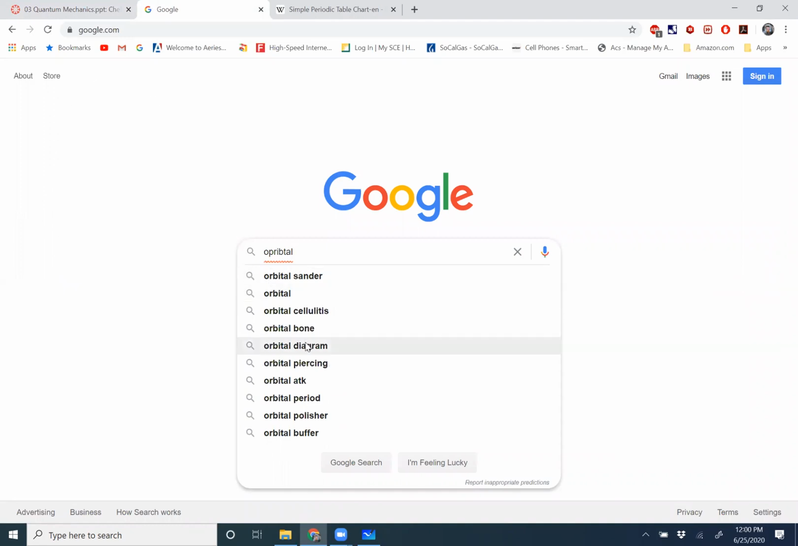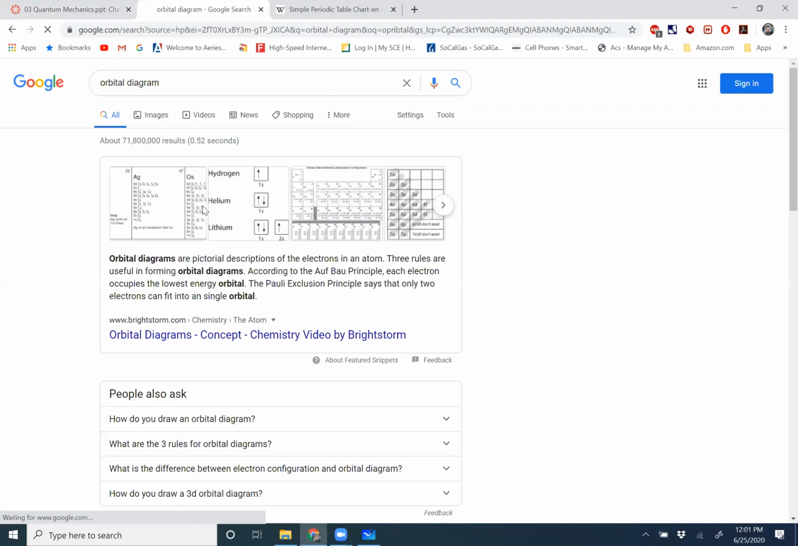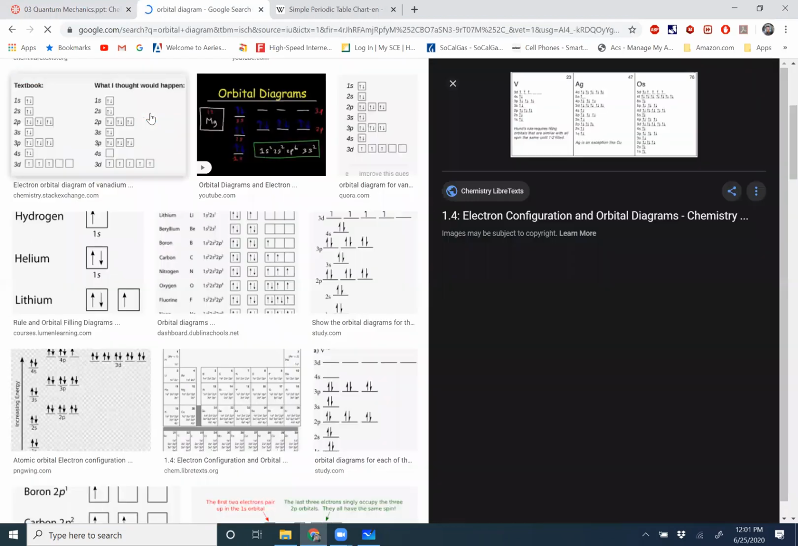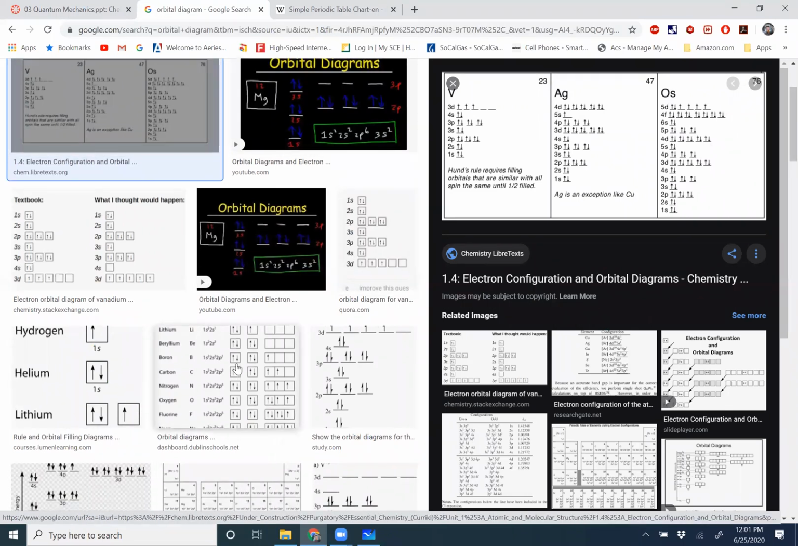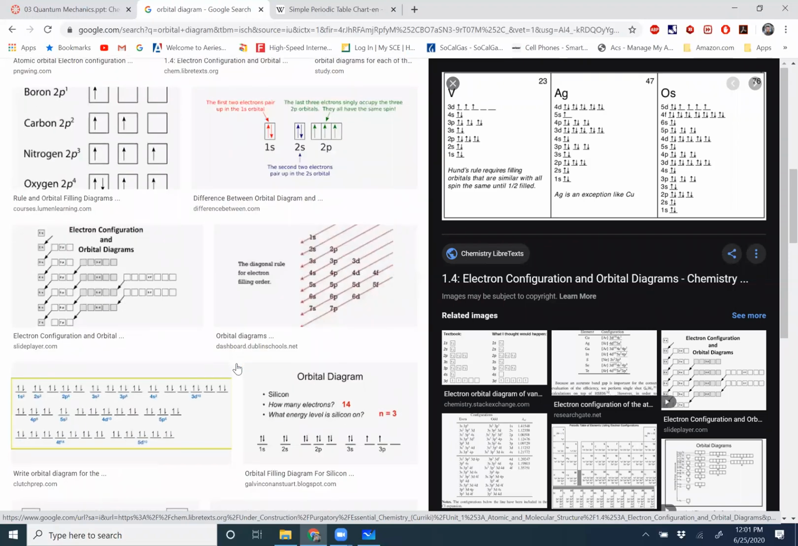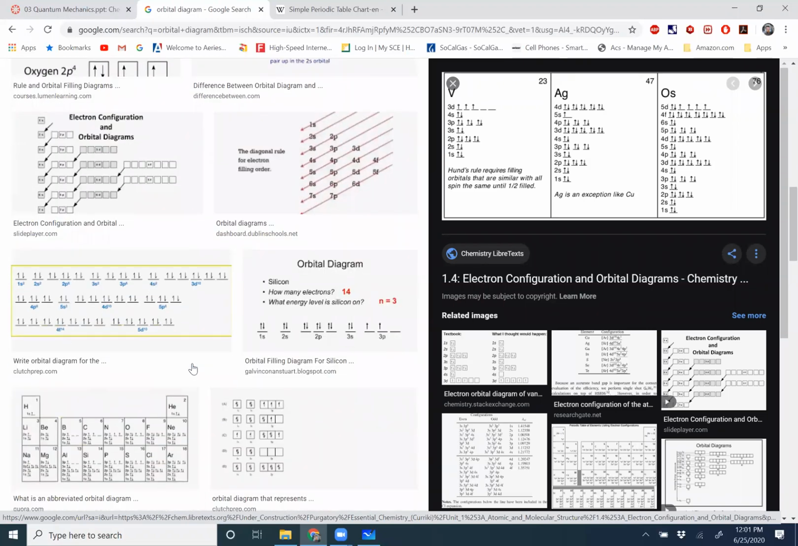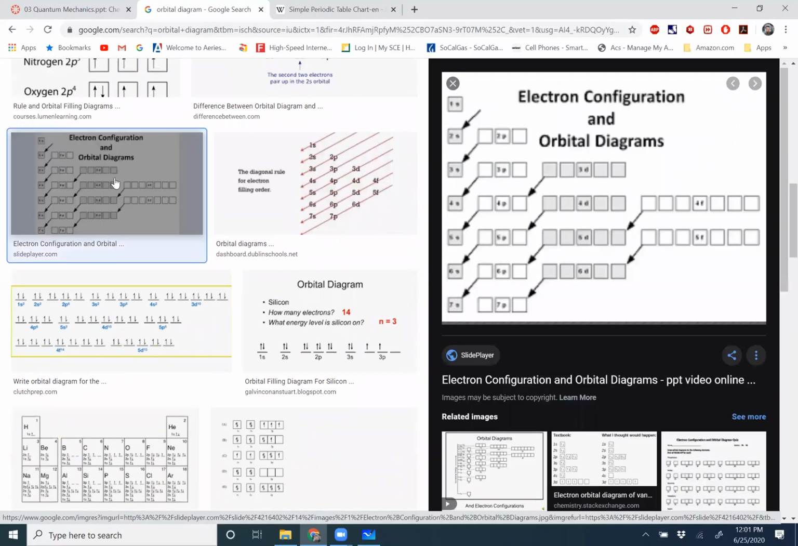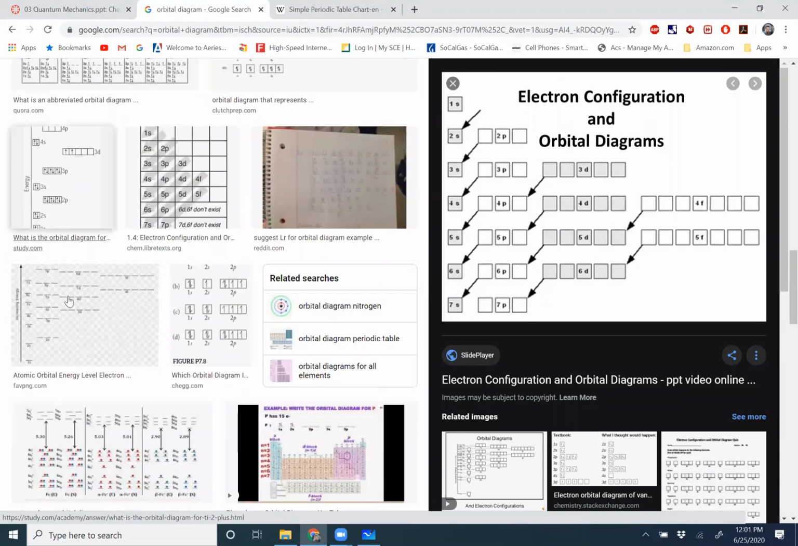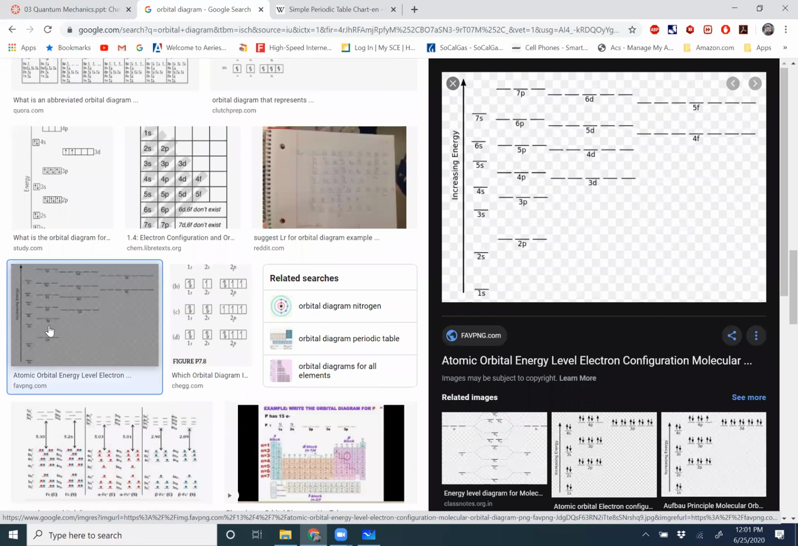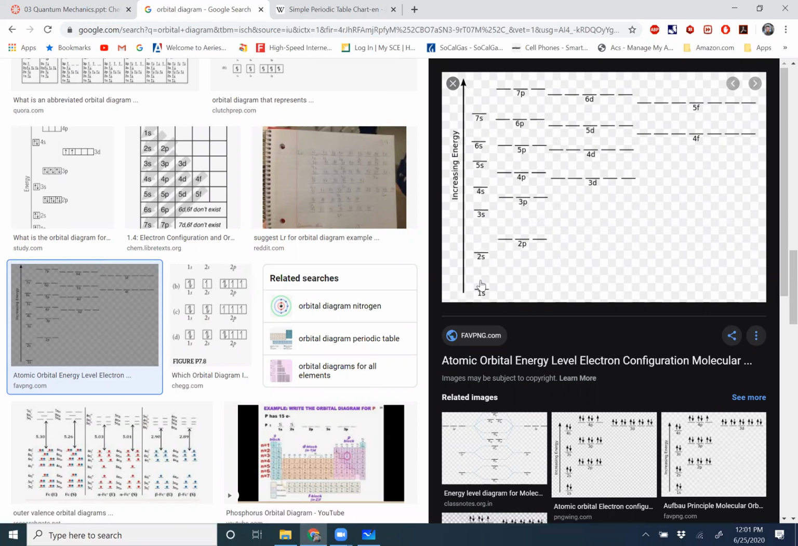Orbital diagram. An orbital diagram depends on how you want to look at it. Some people draw it like this. Some people draw it like that. The most famous one that I use all the time is like this, where we have flipped over, where we have the 1s on the bottom, like that. There we go. Each one of these little places is a place where you can put your electrons.